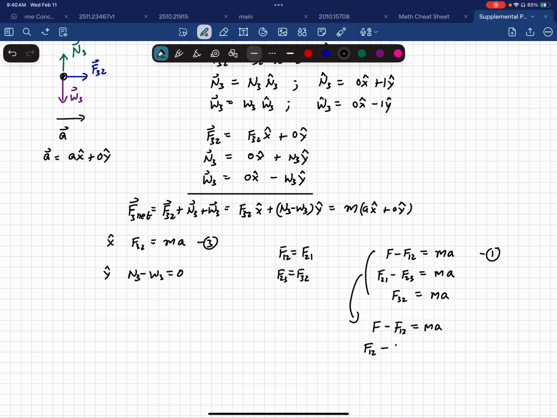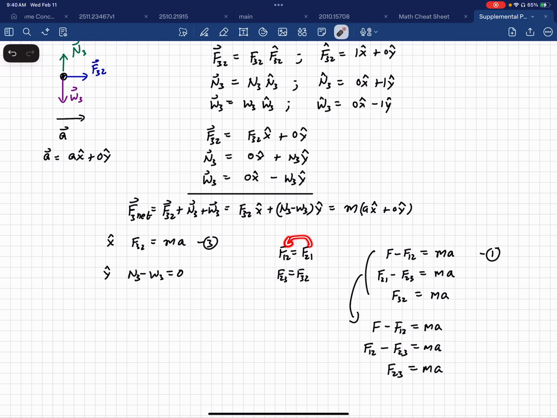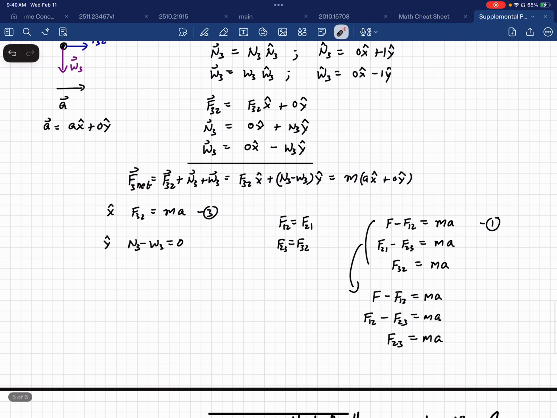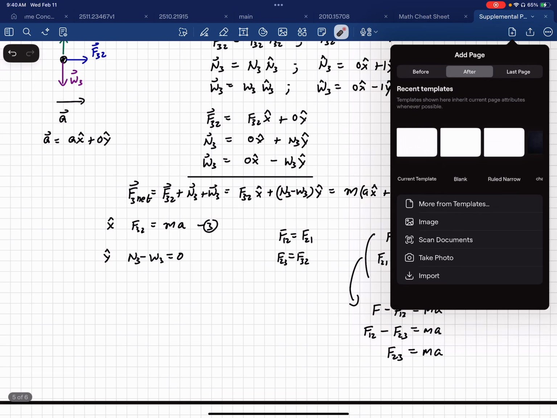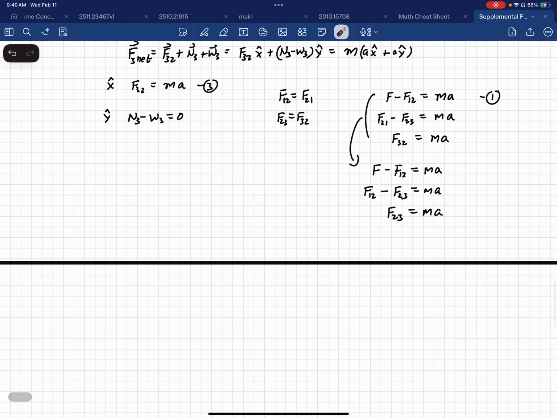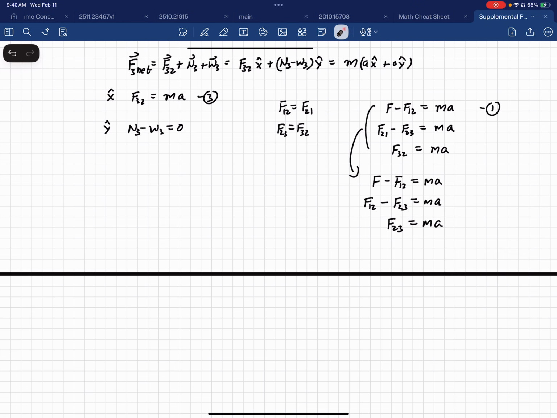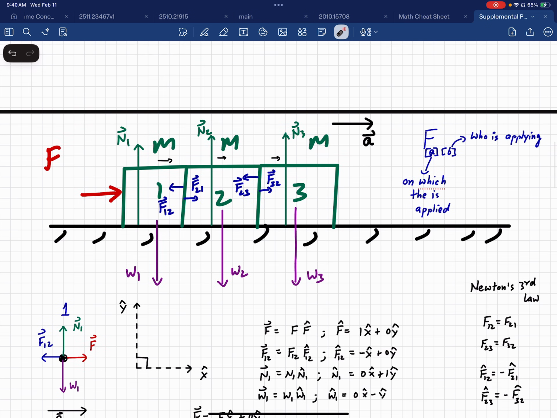F12 minus F23 equals MA. Understood? I just changed the 21 to 12 and 32 to 23. I just kept one of them. That's totally fine because they're equal, so I'm free to choose one of them. Now, here comes the entire thing. We need to find out what this is, in the sense, the contact force between 2 and 3. Either this one, it doesn't matter because the magnitude is the same.